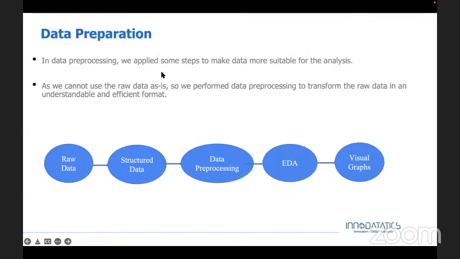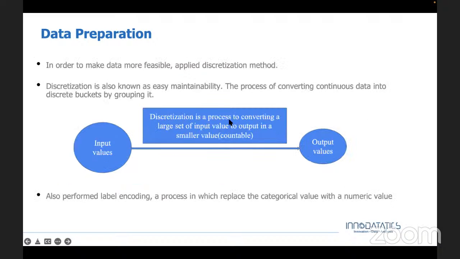So in data pre-processing, the team has applied some steps, right? They took the raw data, and from that they took out the structured data and did data pre-processing. Then they performed exploratory data analysis and understood the various graphs. A few of the data pre-processing things that happened: a few of the variables which were continuous were converted into discrete buckets.